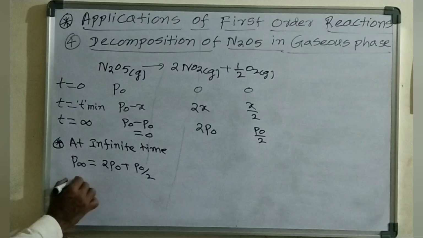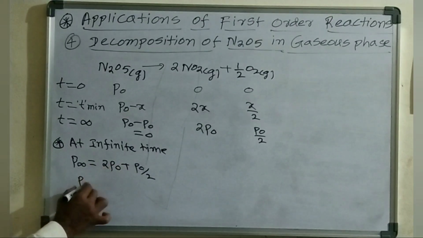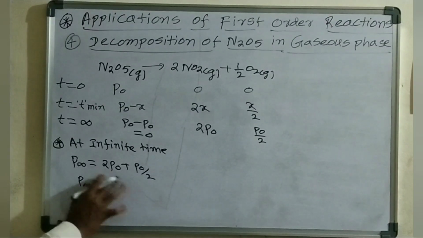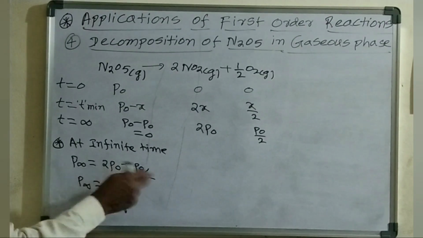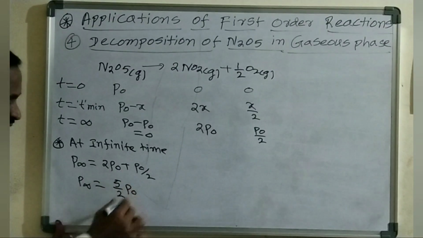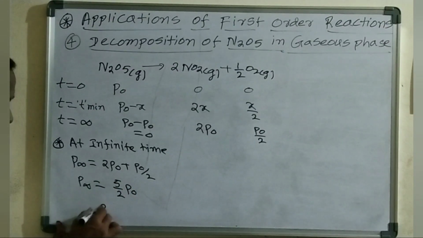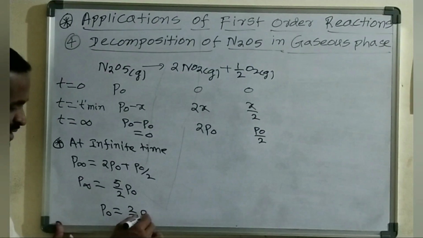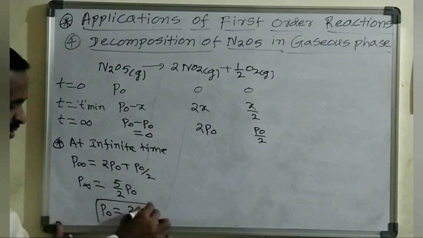Okay, so I can write, taking the LCM here, P infinity is equal to 4 by 2 plus half, that means 5 by 2 P naught. I want only P naught here, so making it the subject of the formula, P naught is 2 by 5 P infinity.